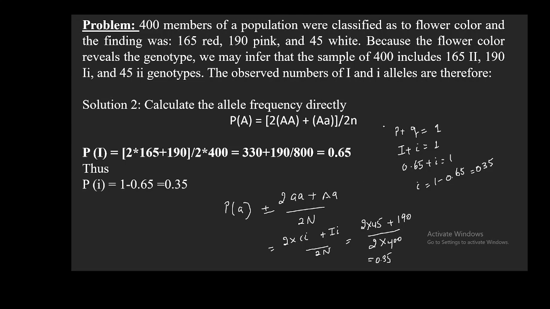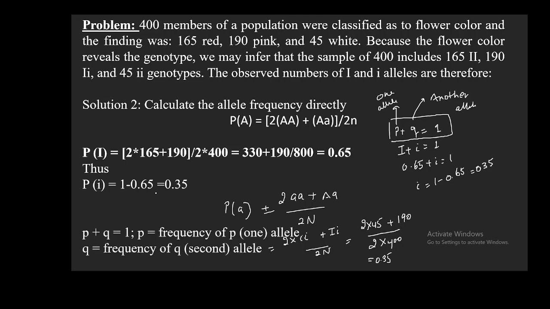But the best thing is to do it by this. If you know the frequency of one allele, you can simply calculate the frequency of the other. p is the frequency of one allele and q is the frequency of another allele. Okay, so in this way, there are two ways by which you can calculate the allele frequency. p plus q is equal to 1, p is the frequency of one allele, and q is the frequency of the second allele. Here the one allele is capital I and the second allele is small i.